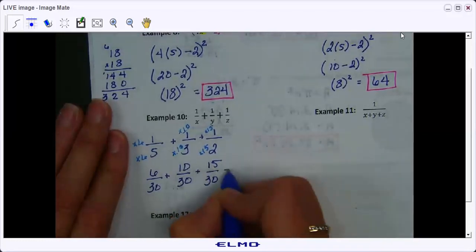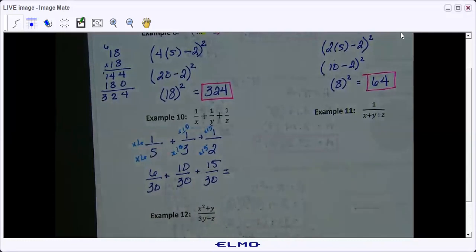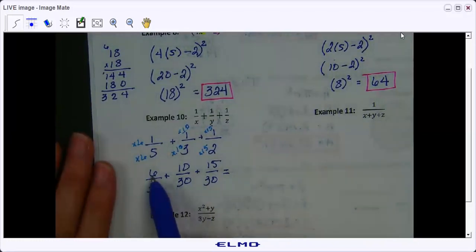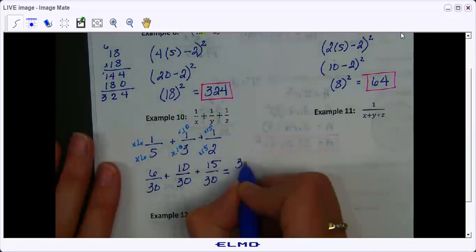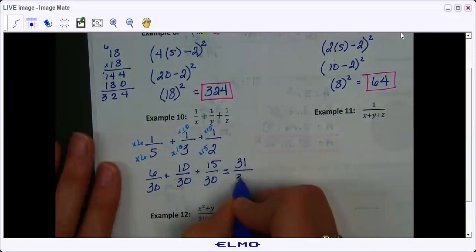Now, how do I add fractions with common denominators? You add all the top numbers. What do you do at the bottom? You leave them the same. So we have 10 plus 6 is 16, plus 15 is 31, and my denominator stays the same.